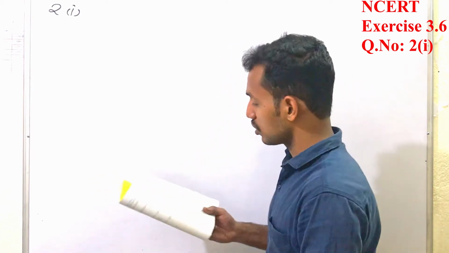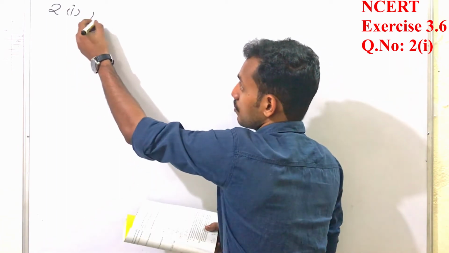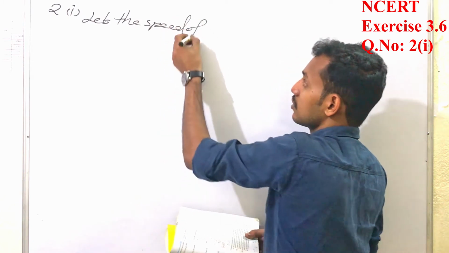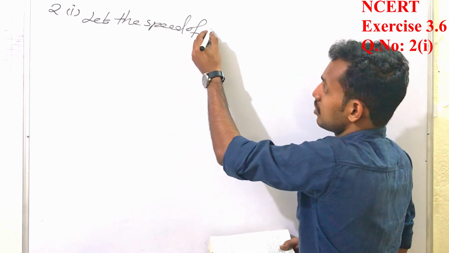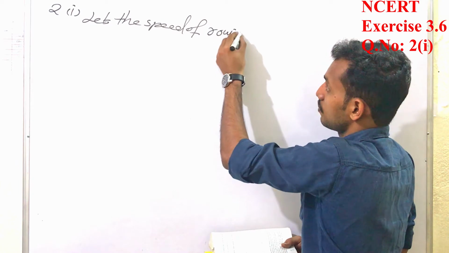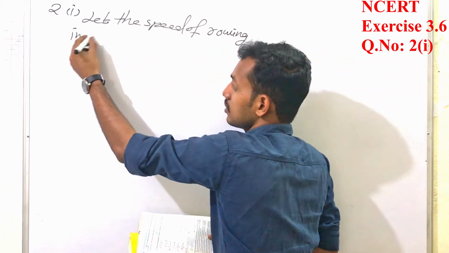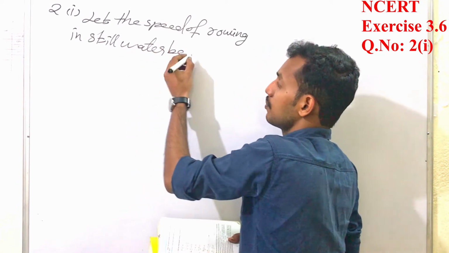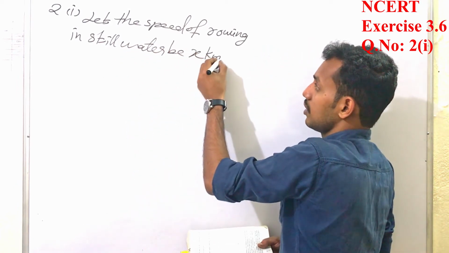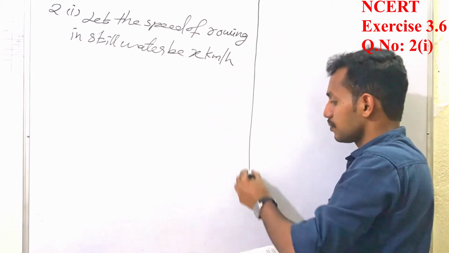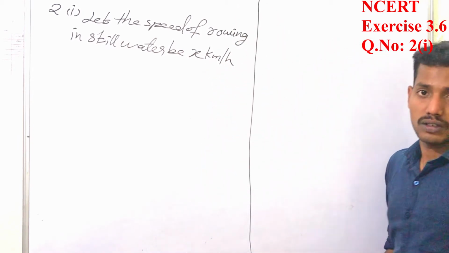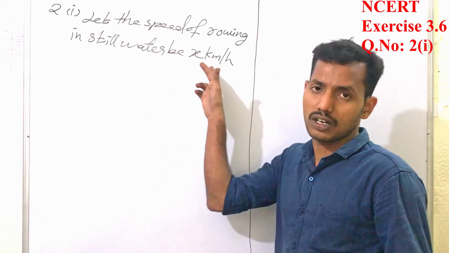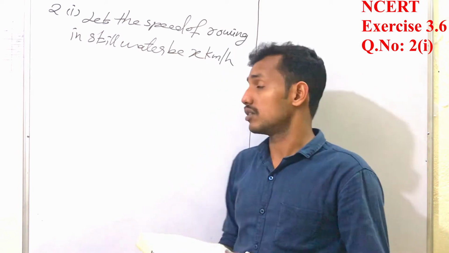So before that, we can put the variables. Let the speed of rowing in still water be x kilometer per hour. Why kilometer per hour? Because the distance is given in kilometer and the time is given in hour.